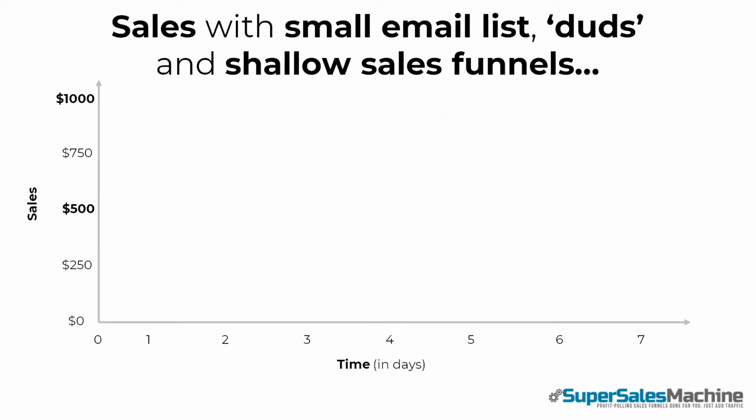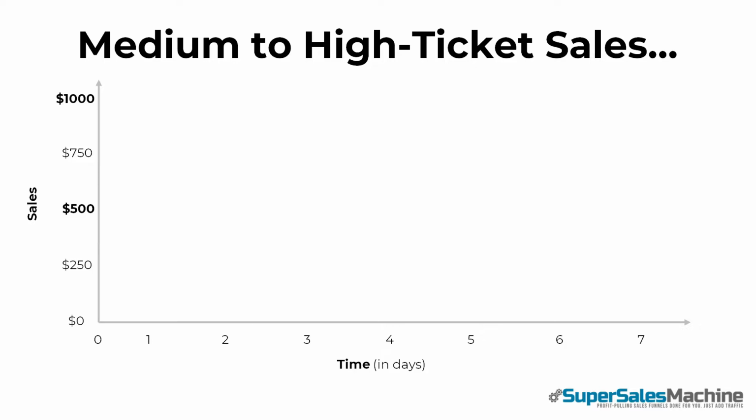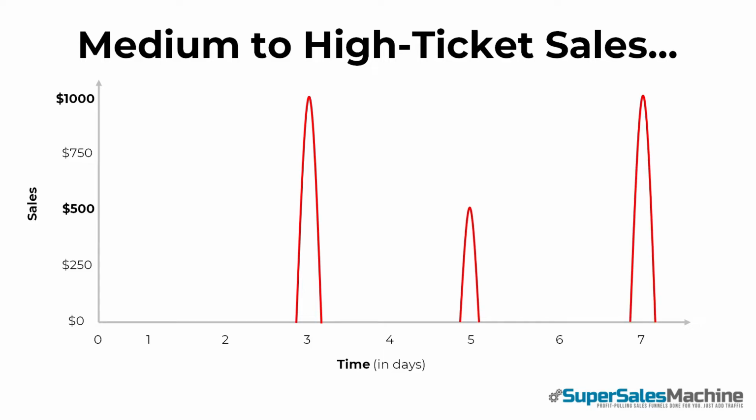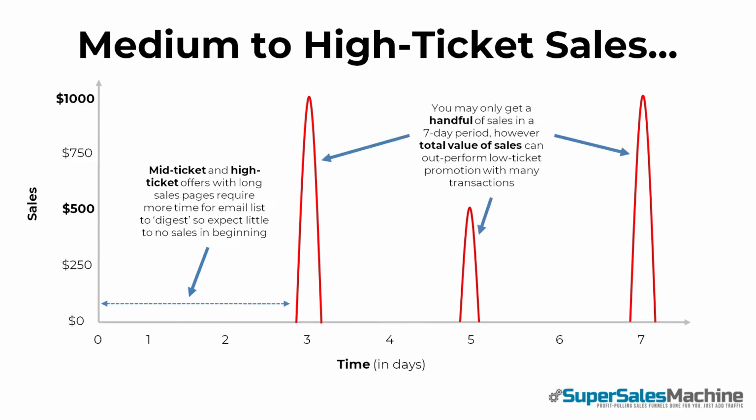If you see results like this, then you're not getting enough email clicks, the offer itself doesn't convert, and you haven't got enough offers in your sales funnel to bring enough transactions, which results in a small volume of sales spread apart like this. If, however, you're selling high-ticket products like coaching or a setup service, you will tend to see results like this. The sales will come in, but they're spaced apart. There is usually a quiet period in the beginning, and then when the sales do come, they come in sparingly. However, keep in mind that just a handful of high-ticket sales can outperform a typical promotion with many transactions.